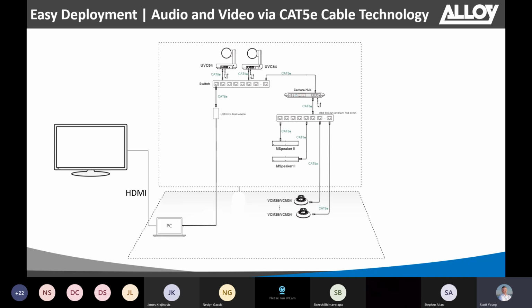Now you can see that the cameras are all connecting via the camera hub, and also the audio equipment is connecting via a separate PoE switch into the camera hub as well. So everything being Ethernet connected makes installation really, really straightforward.